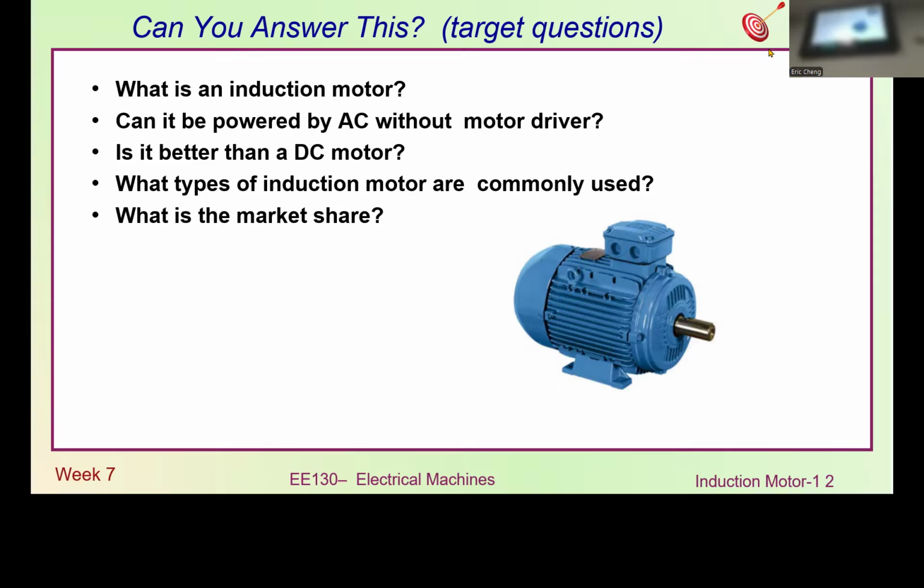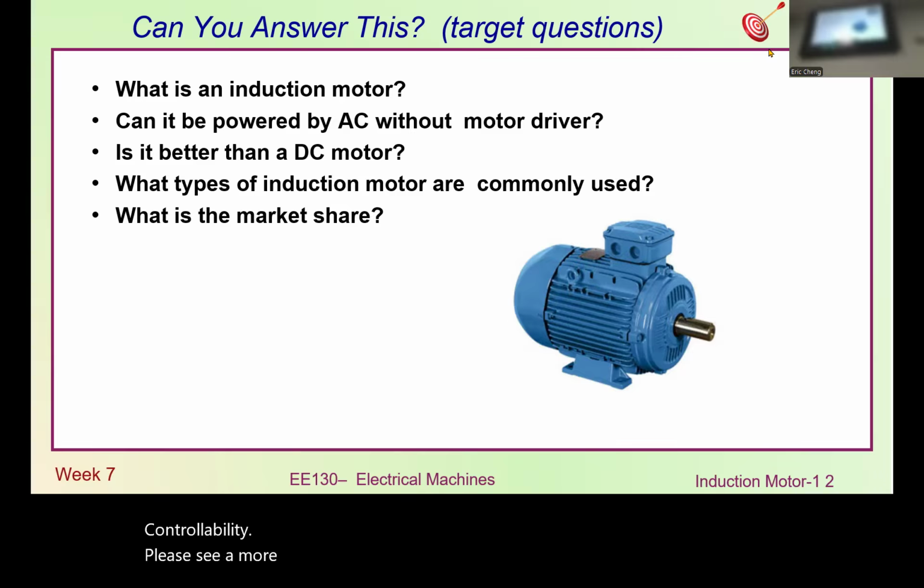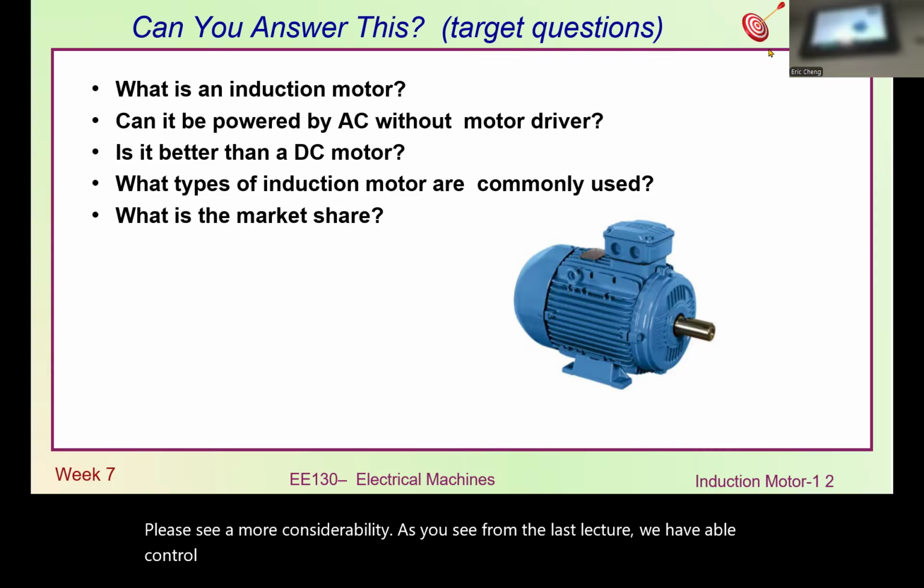I think it's more controllability. That's the key thing. DC motors have more controllability. As you saw from the last lecture, we are able to control the speed and the torque quite separately and quite easily. Just control the voltage, control the current, and we are able to control it.